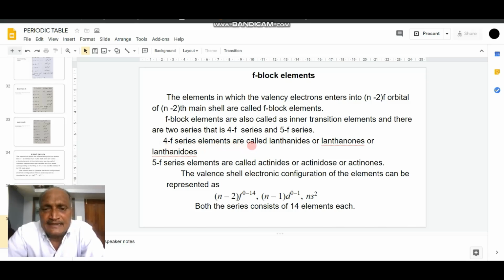4f series elements are called lanthanides, lanthanons or lanthanidos, according to the various languages of the world. Likewise, the elements belonging to the 5f series are called actinides, actinons or actinidos.